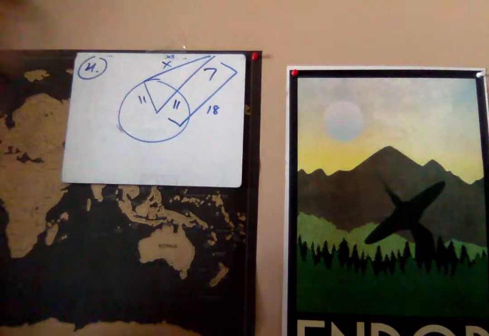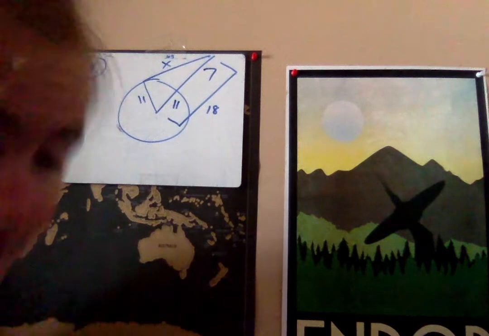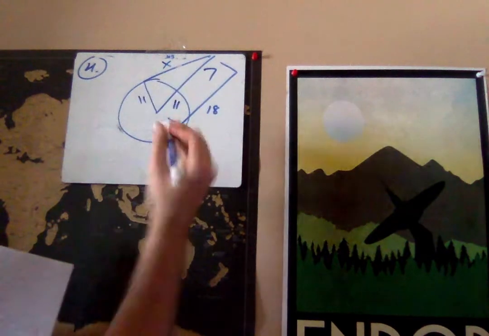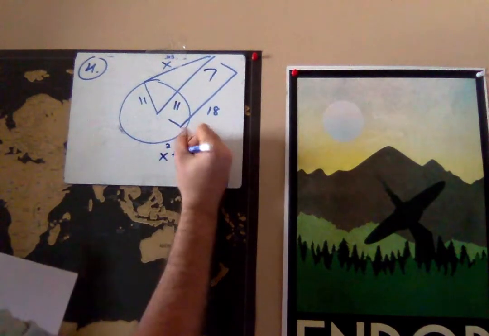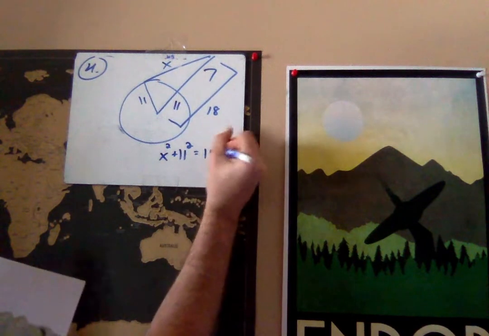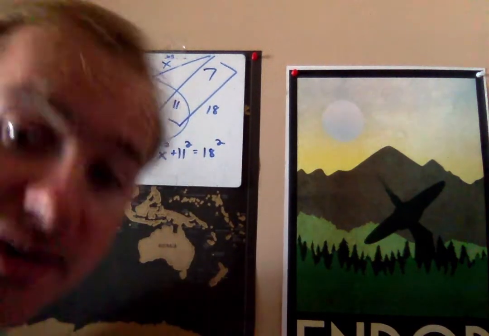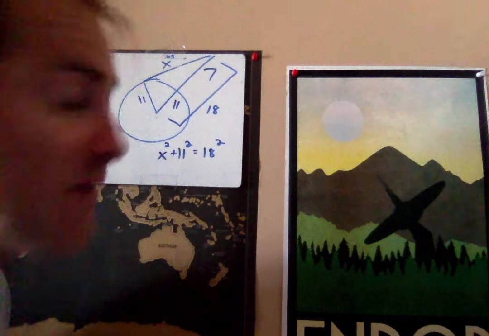Now, once again, what theorem do I have to use in order to check to see if it is a tangent? Well, I'm just going to use the Pythagorean theorem. The only difference in this case is notice this right here is a leg, so I'm going to have to say x squared plus 11 squared equals 18 squared. Why is it like that? Why is it not 11 squared plus 18 squared? Well, because 18 would be the hypotenuse because it would be across from the right angle.